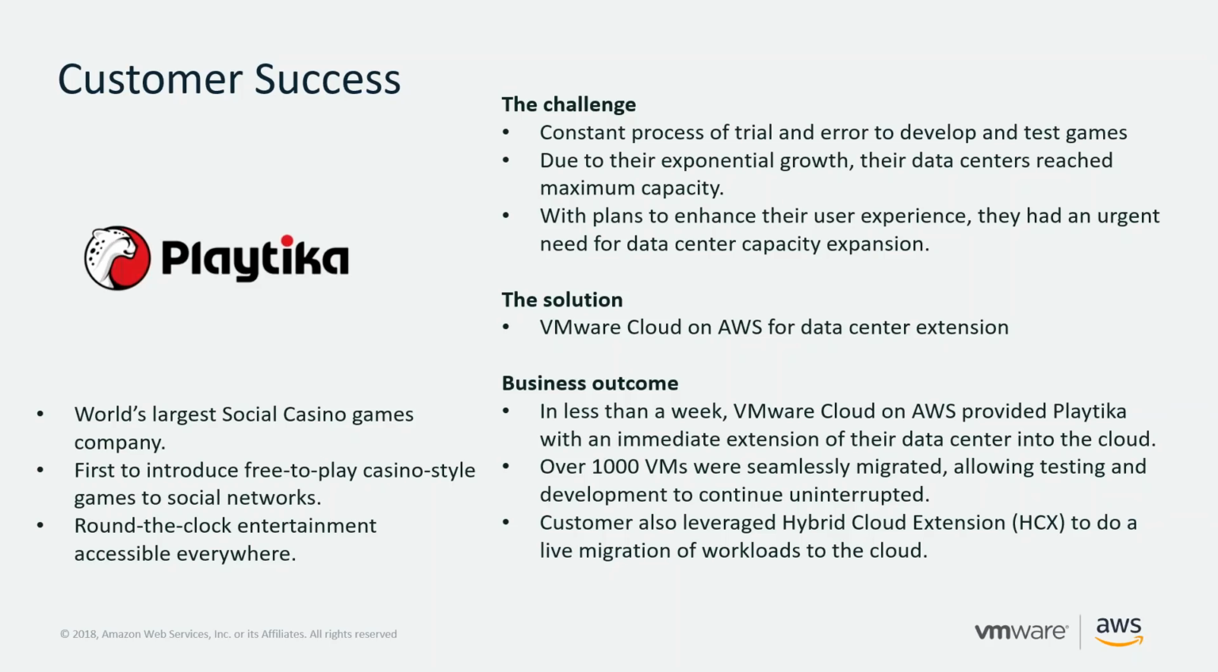So the solution in this case was VMware Cloud on AWS for data center extension. The business outcome was in less than a week, VMware Cloud on AWS provided Politica with an immediate extension of their data center into the cloud. Over 1,000 VMs were seamlessly migrated, allowing testing and development to continue uninterrupted. The customer also did leverage Hybrid Cloud Extension, or HCX, to do a live migration of workloads to the cloud. So we did discuss Hybrid Cloud Extension earlier, and as you can see, customers are utilizing it from the standpoint of giving them that flexibility and ability to migrate their VMs from on-premises to VMware Cloud on AWS as needed.